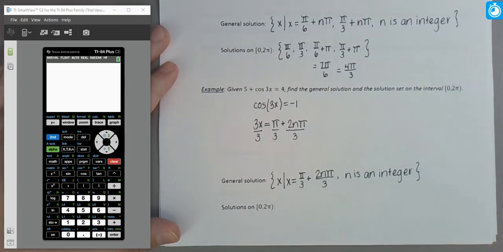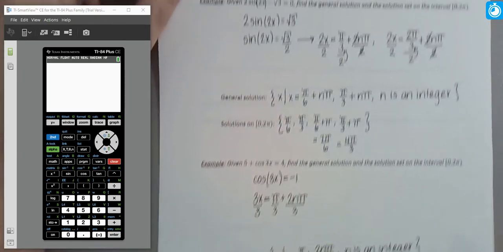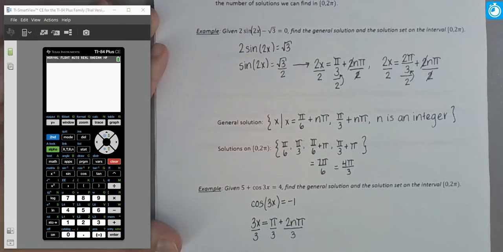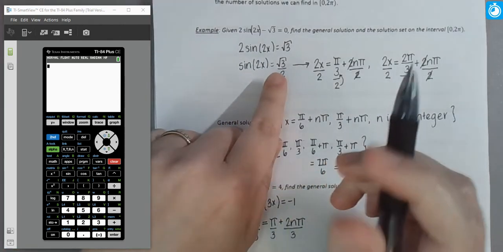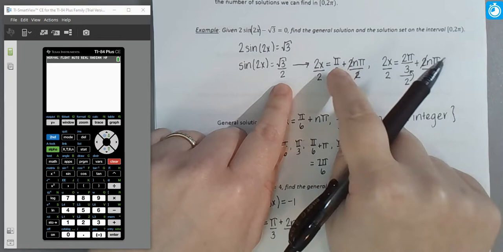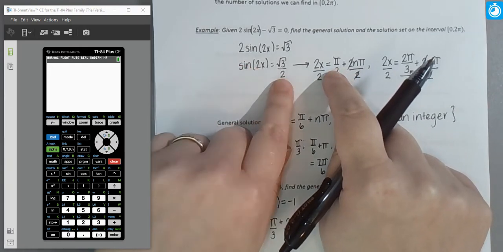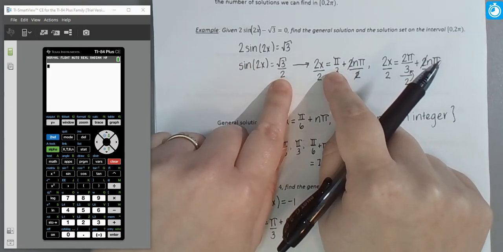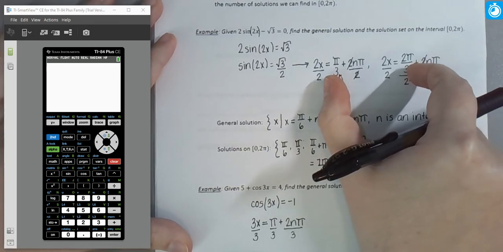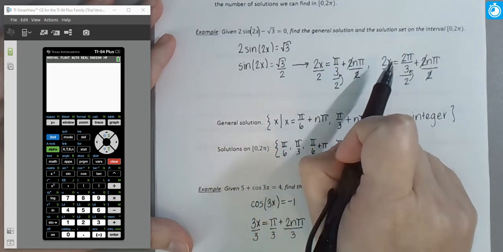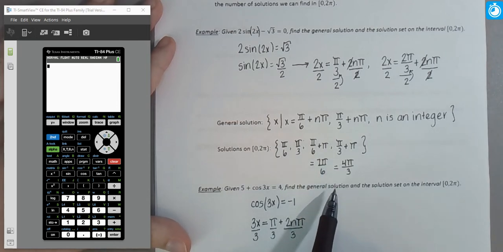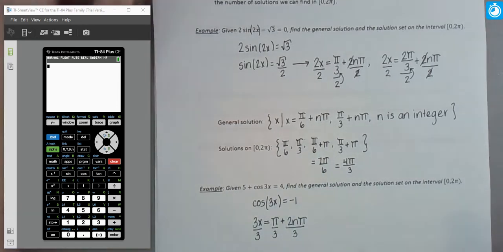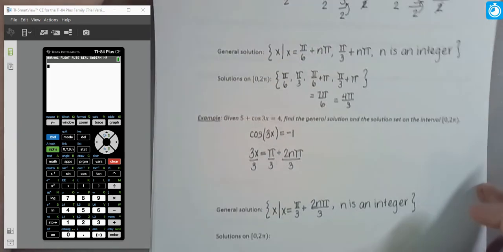What does that mean for our solutions for 0 to 2 pi? Well, let's think about what happened for the previous one. For the previous one, we set our equation up, we isolated the trig value, and we recognized there's 2 values on the unit circle associated with a sine of root 3 over 2. So we started out with 2 solutions, and then isolating x put us in a position where we could actually generate 4 solutions. So we generated double the number of solutions we would have otherwise found.